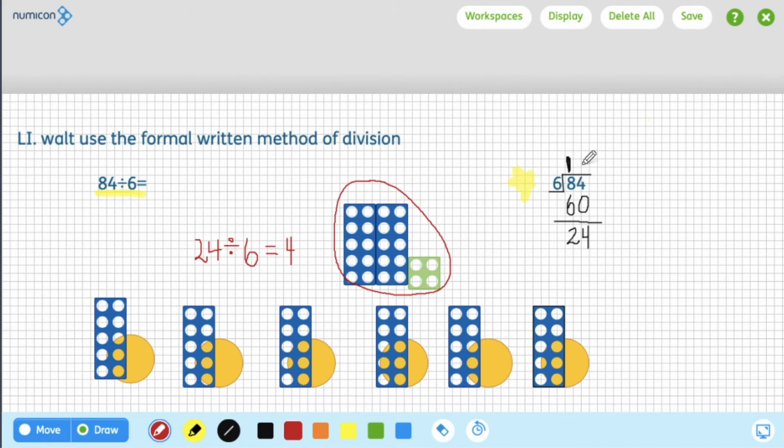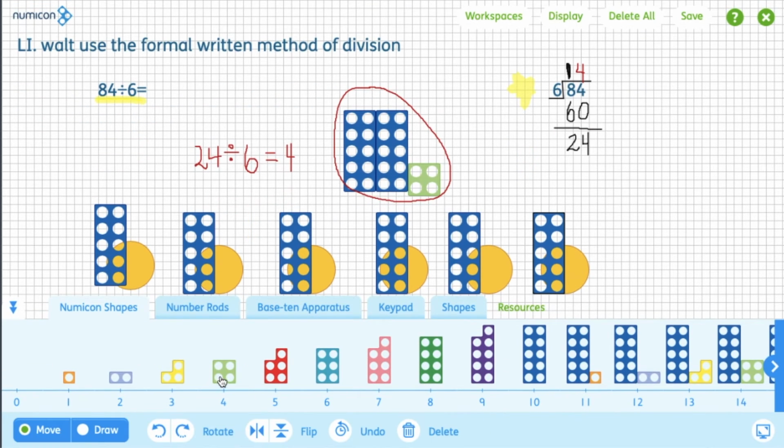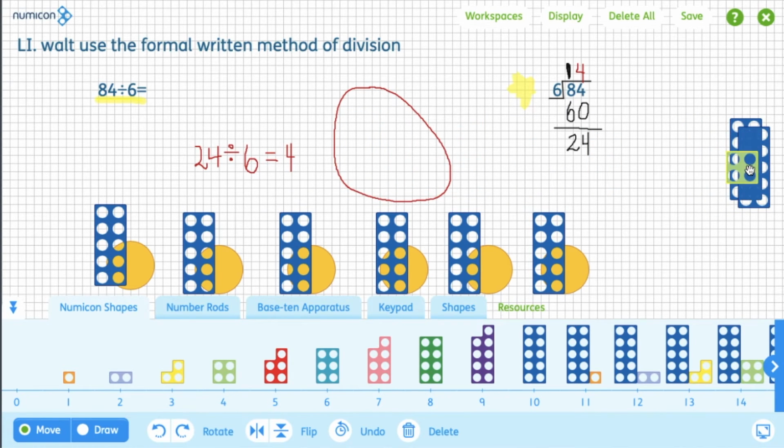So I should be able to fit 4 6s into 24. So what I would do is I would swap this 24, I'd trade it out for 4 6s. Oh no, sorry, I'm doing that wrong. I want to trade it out for 6 groups of 4. Sorry, 1, 2, 3, 4, 5, 6. So I've got 1 4 in each of these.